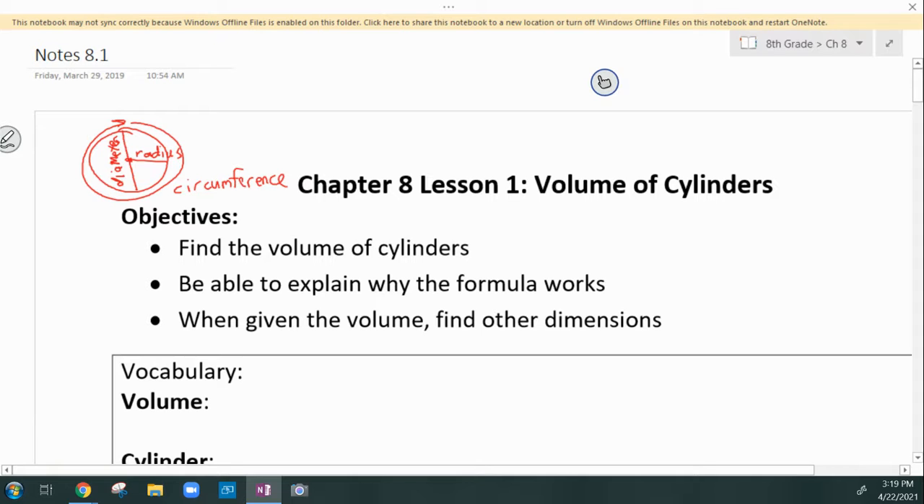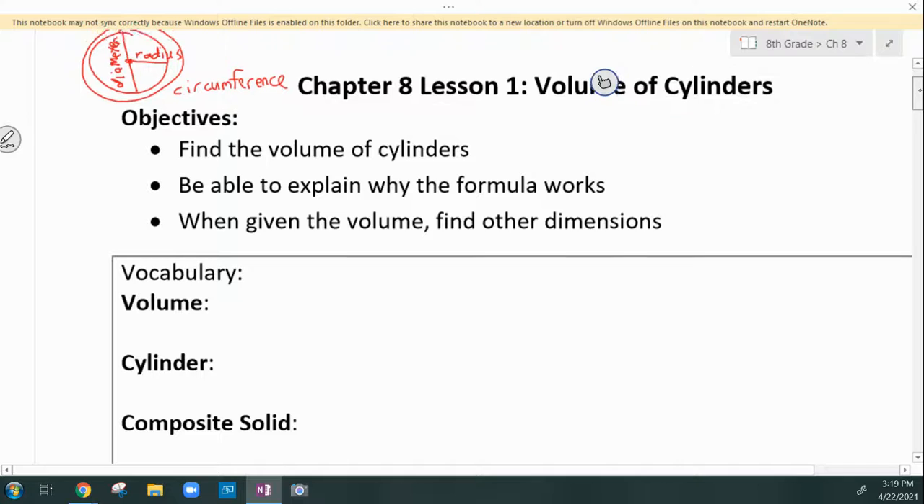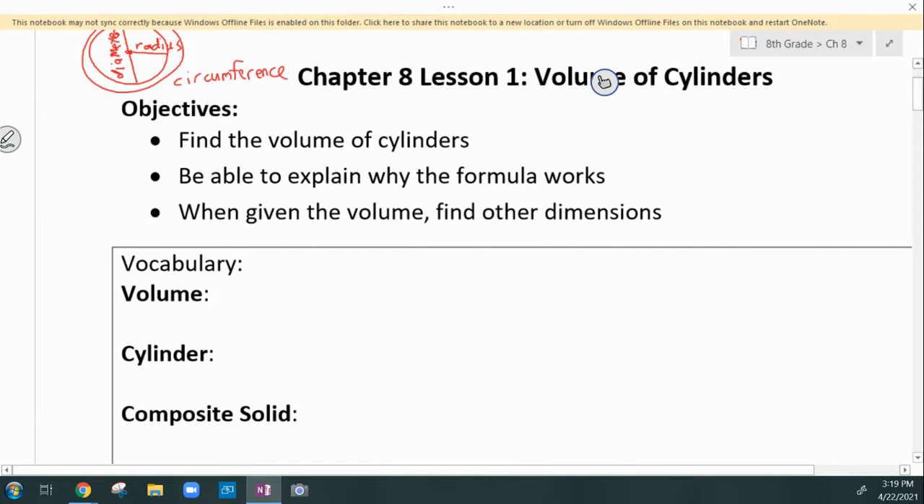Here we go. So we're going to be finding volume of cylinders. We're going to be able to explain why the formula works. And when given the volume, we can find other dimensions. So you can find this last one is like working backwards. We had to find the dimensions that gave us the volume that somebody tells us.